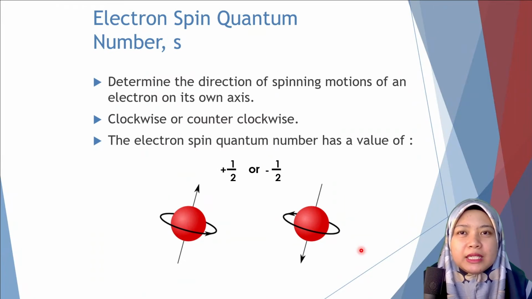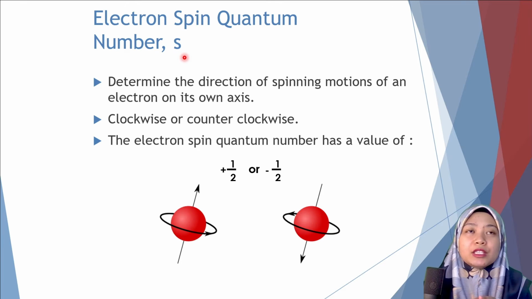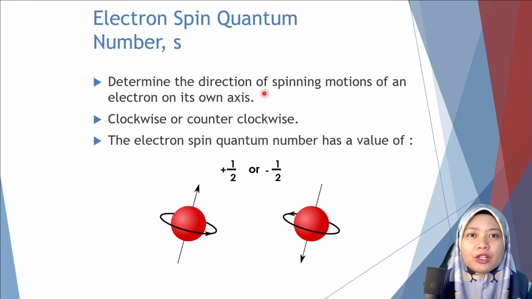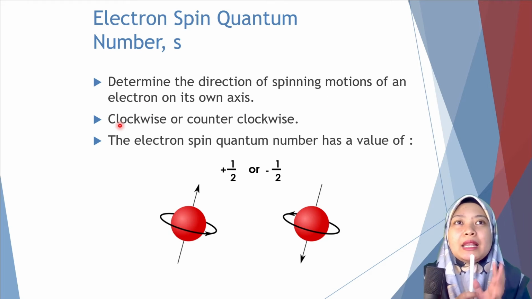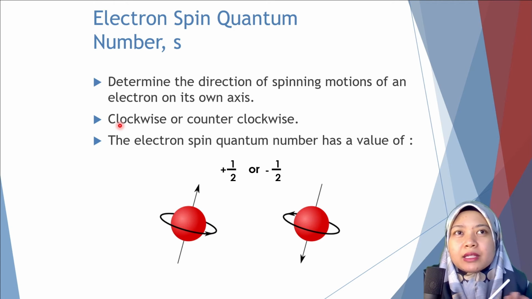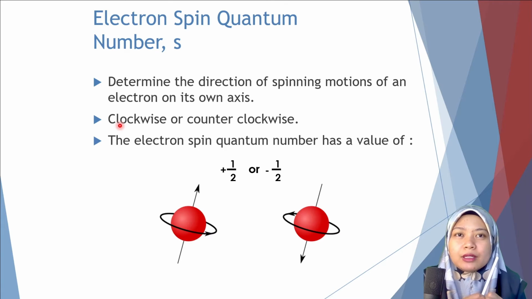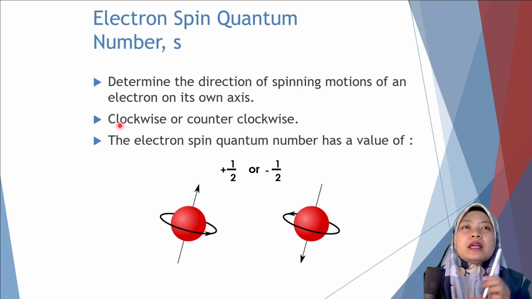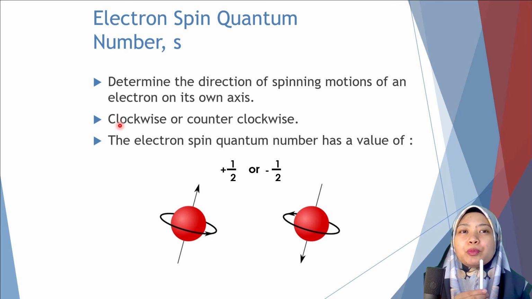The last quantum number is the electron spin quantum number, S. This quantum number represents the direction of the spinning motion of an electron on its own axis. Earlier, the electron sits in orbitals of various shapes, depending on the value of L. Whether in a spherical, dumbbell or clover leaf orbital, once the electron is in that orbital, it also spins on its axis. So it is either clockwise or counterclockwise.